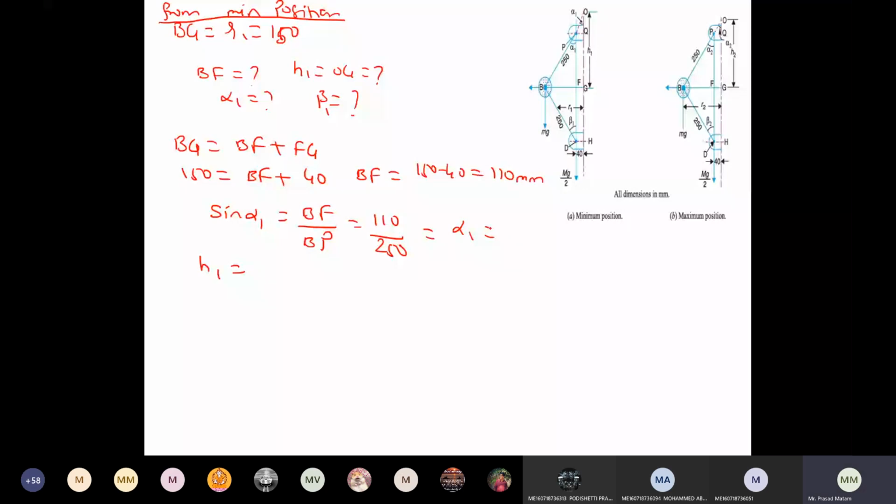Now let us go for the height of the governor, H1. H1 is equal to OG. How to find this?